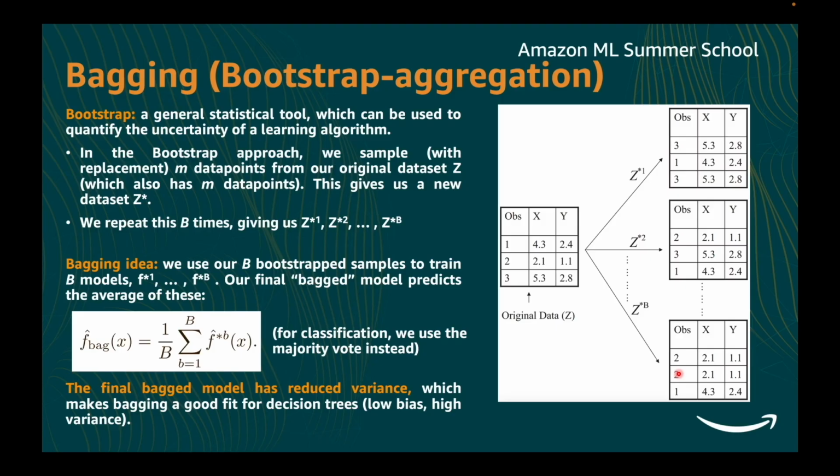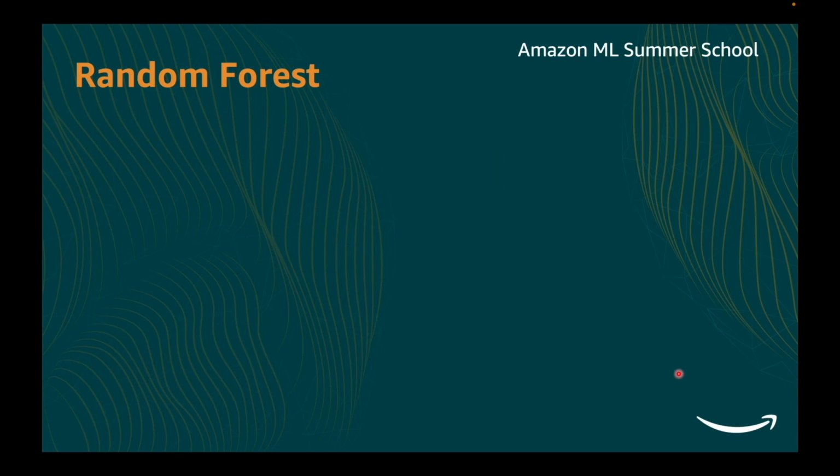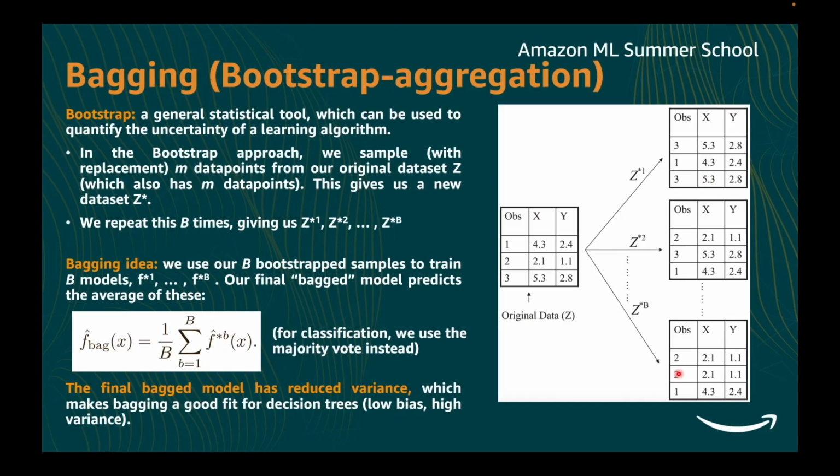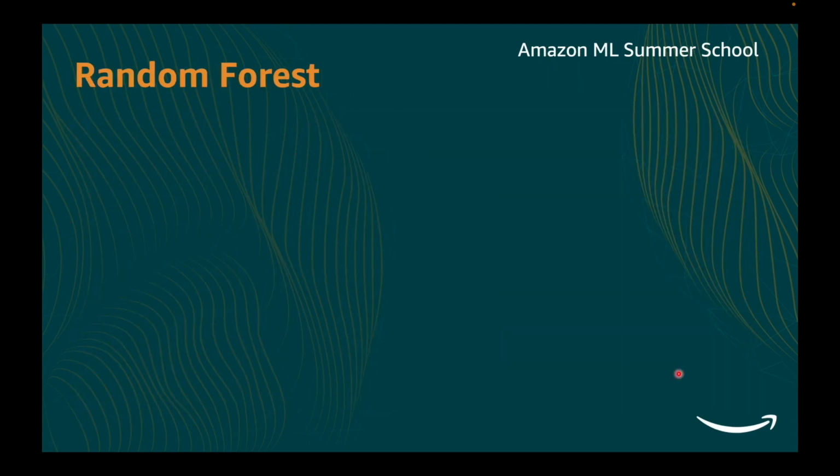You can use bagged decision trees just on their own, but a very powerful model which is very frequently used is the random forest, where you do exactly this same process of bagging, but you take one additional step.